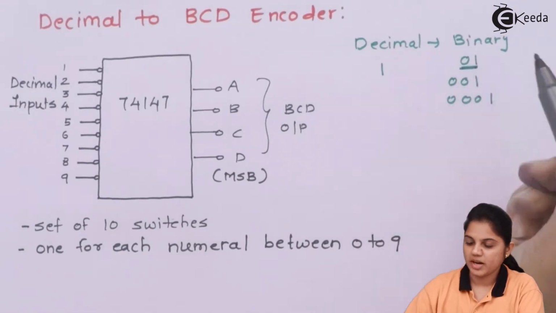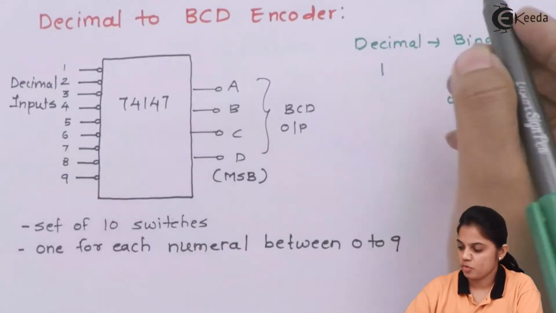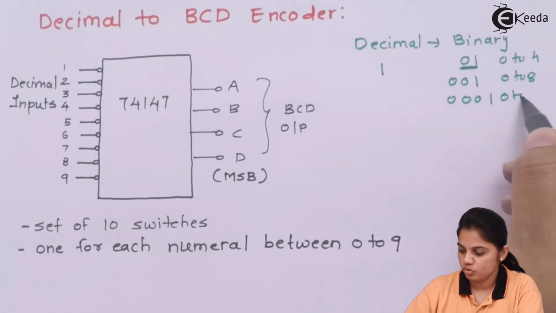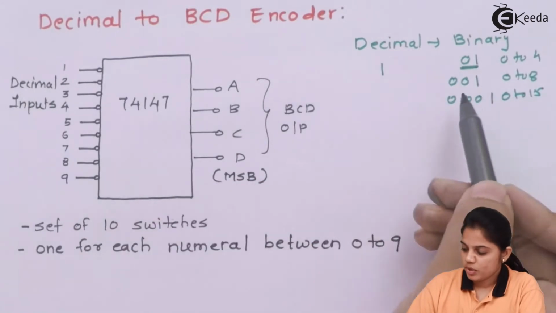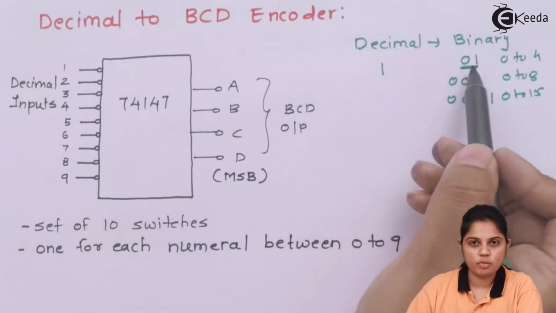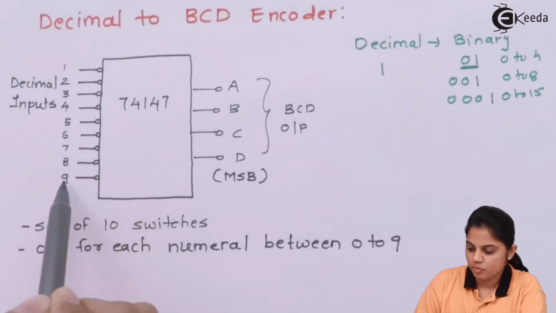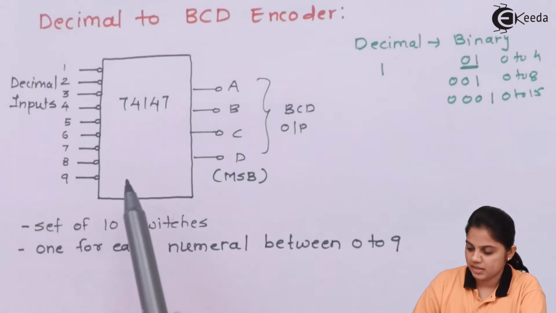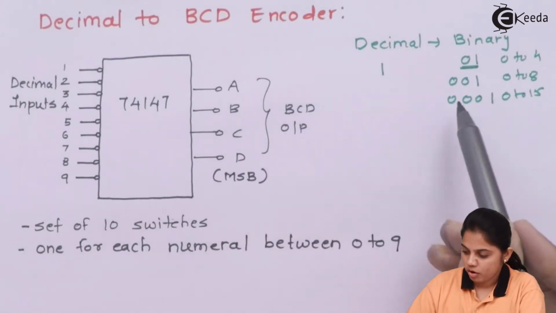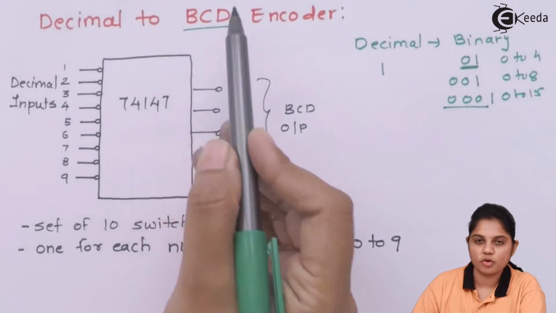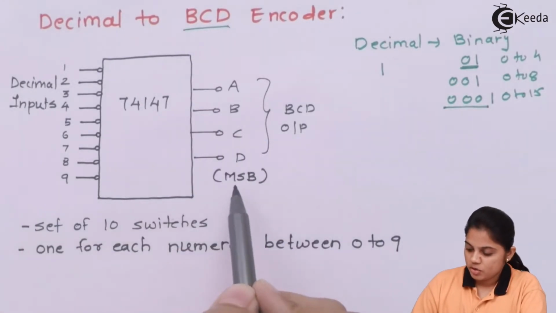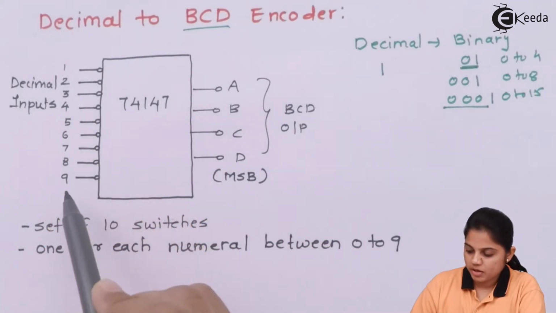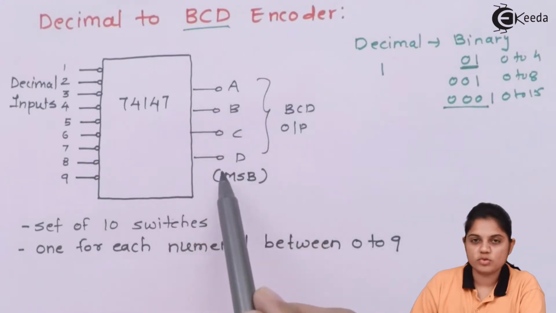This is for if you are having only 4 numbers, that is from 0 to 4. This is from 0 to 8 and this is for 0 to 15. So this is how you can represent decimal in binary. Here we have the decimal inputs, that is 1, 2, 3, 4 till 9, and these values can be represented in BCD output, or you can say binary output, where BCD stands for binary coded decimal. So here A, B, C, D are the 4 outputs given. Whatever number you want to represent, that number can be produced across the output.